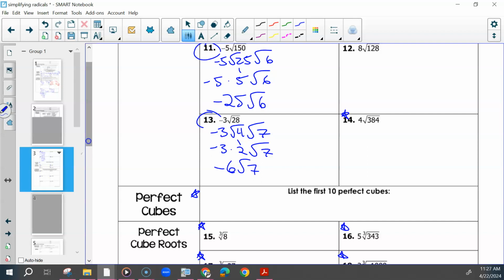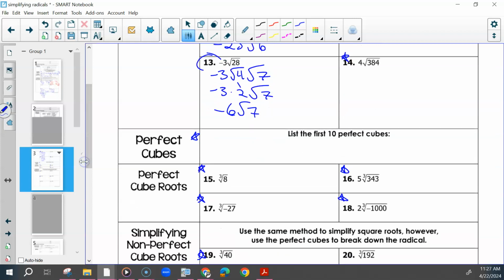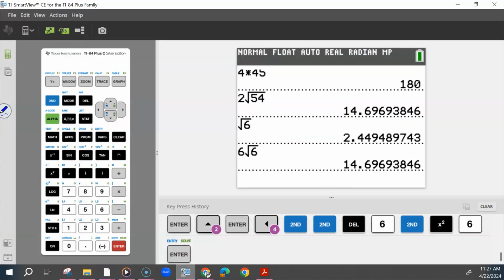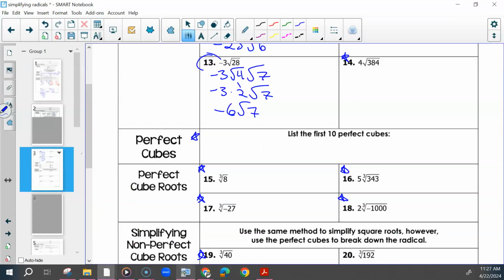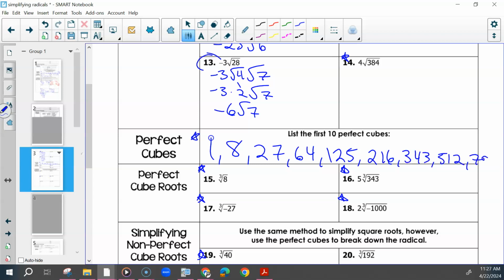Alright, we're going to do the same thing, but now with perfect cubes. If you don't know them, in your calculator you can use the little caret, hi-hat, whatever you want to call that. I can list them for you. Okay, so 1 cubed is 1, 8, 27, 64, 125, 216, 343, 512, 729, and 1000.